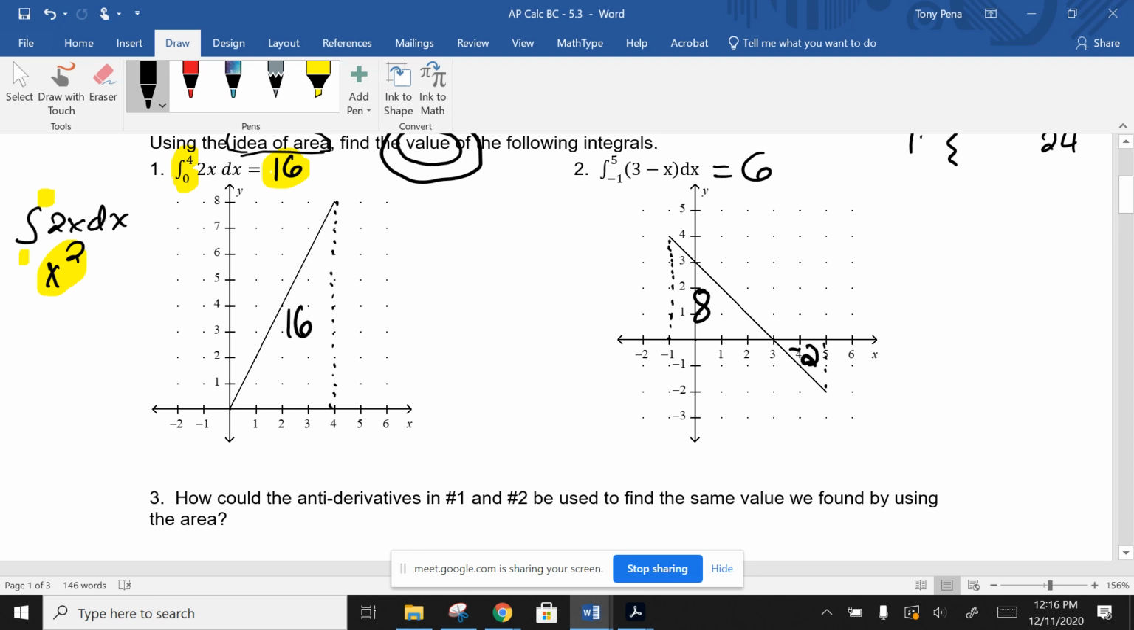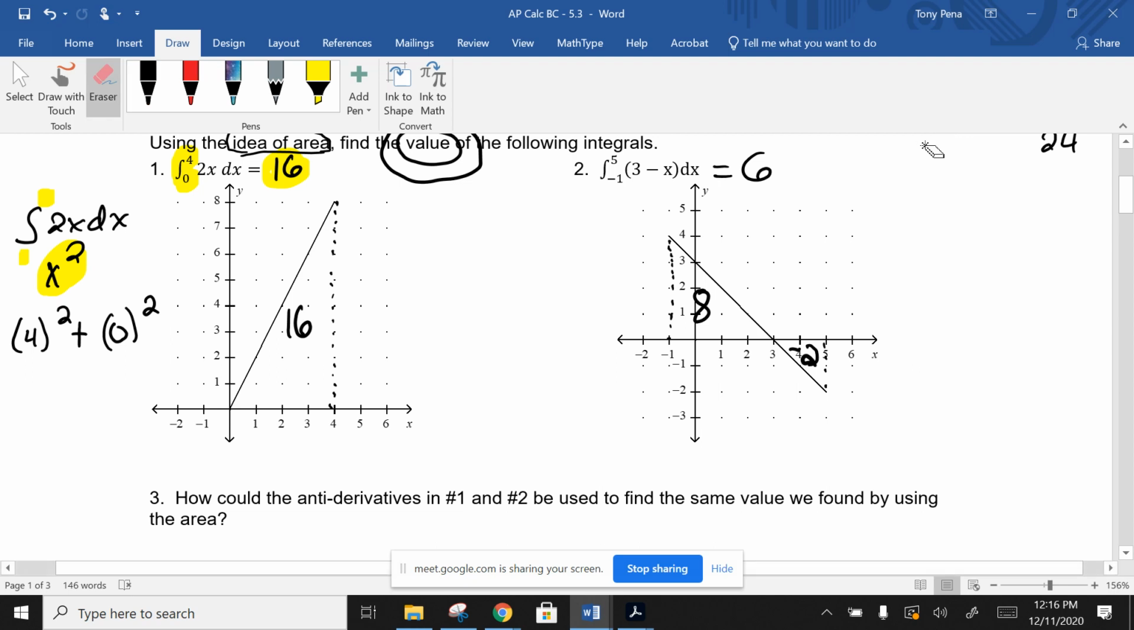You can plug in 4 for the x and then also the 0 for the x and then add the two values together. Good. Got to turn you up so people in here can hear you. So what he said is plug in the 4 for the x squared here. So if I did 4 squared, and then he said plug in the 0 and square it, and then he said we could add those together. All right, does that give us our 16 that we have? Yeah. All right, so now let's see if that same idea would work over in number 2.